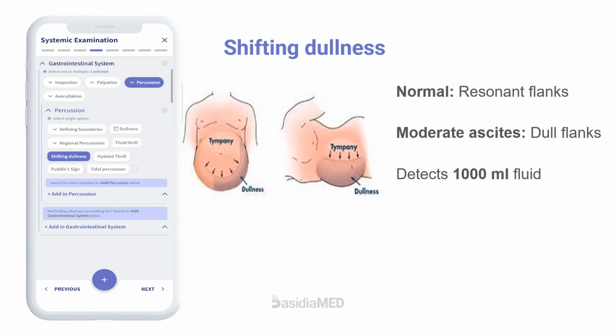Shifting dullness. Procedure. With the patient lying supine, percuss laterally from the midline until dullness is detected. In normal individuals, flanks are resonant. In moderate ascites, the flanks are dull. On shifting the patient to one side, the fluid shifts from the flanks, and the flanks empty, resulting in a resonant note. 1,000 milliliters of fluid should be present to elicit this sign.